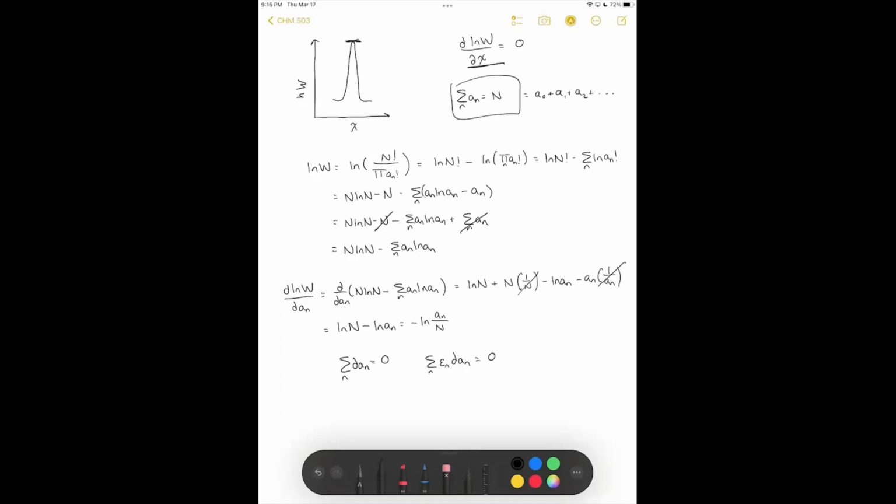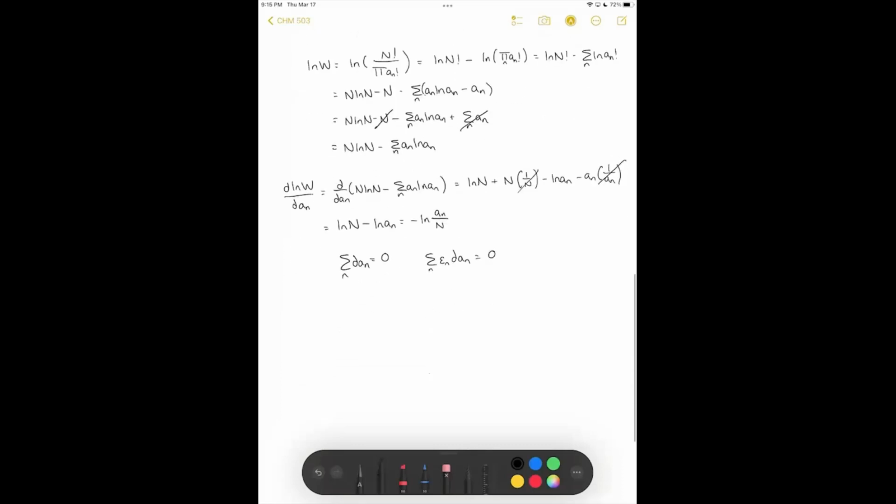This allows us to maximize a function with respect to multiple variables that are constrained amongst themselves. And so to do that, what we'll do is write that the derivative of the natural log of the weight is equal to the sum of the negative natural log of a sub n over n. So this is our initial condition. And then we'll have dA sub n here. So this is kind of what we were starting with.